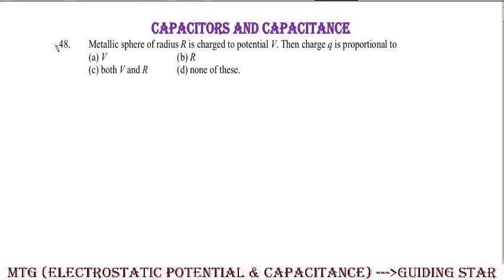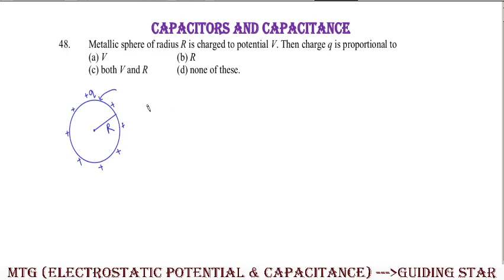The first question in this lecture: a metallic sphere of radius r is charged to potential V, then charge Q is proportional to what? In this case, consider a metallic sphere whose radius is given as r. Suppose this metal sphere is given some positive charge q. When we give some charge to it, the charges will distribute automatically on the surface of the given metallic sphere, and they will be distributed uniformly also.